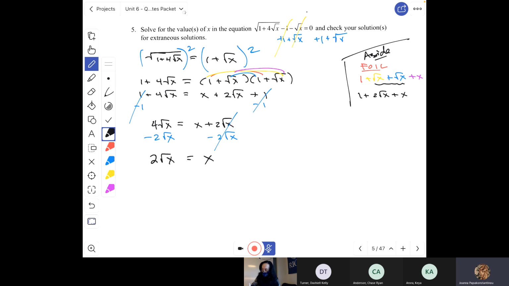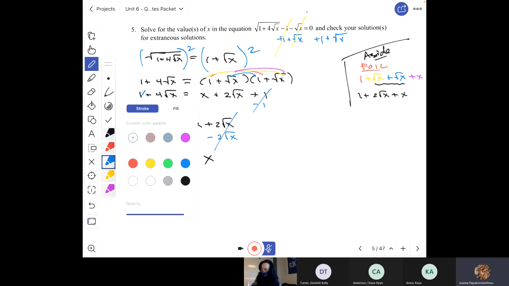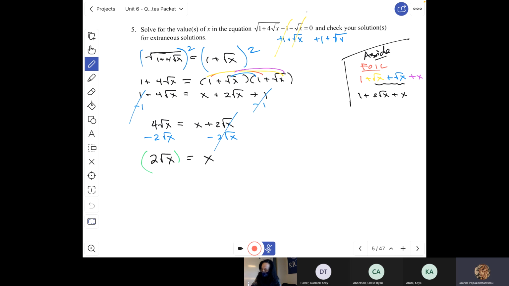So what could I really do now? I could go ahead and square both sides. You have to be careful how you're addressing that coefficient, but I would at this point if you're the kind of person who wants to avoid fractions at all costs. So now I'm squaring 2 times the square root of x, multiplying it by itself, right? And then on the right-hand side, I have x squared.